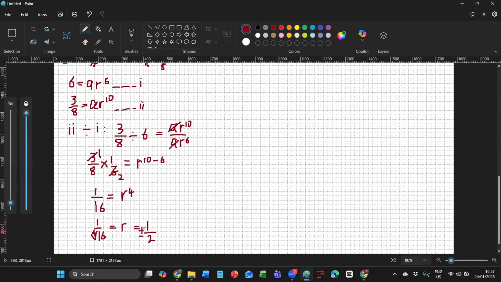So you know that there are some questions where we will tell ourselves that we are throwing away the negative values because they are not possible. This is not that type of question, and I will explain to you why. Because this is the common ratio. The common ratio is free to be negative or positive. It's very free.